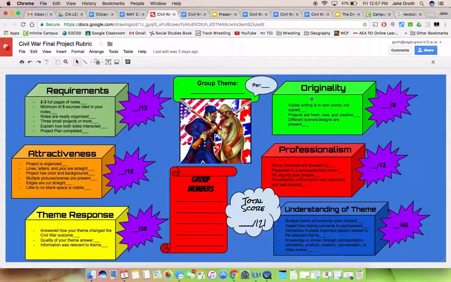Here's how you'll be graded. Here is the rubric. Look at these. You've got your requirements here: attractiveness, your theme responses, your originality, professionalism, and then the understanding of the theme. The bottom two, theme responses, how you respond to questions about your theme given from me and from your peers, and how well you understand the theme. Those are the largest point values there. And totaling, you're getting 121 points for this. So keep that in mind.